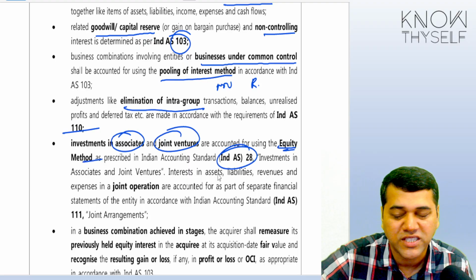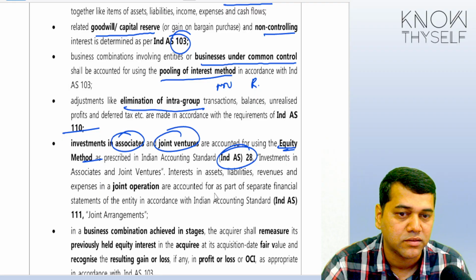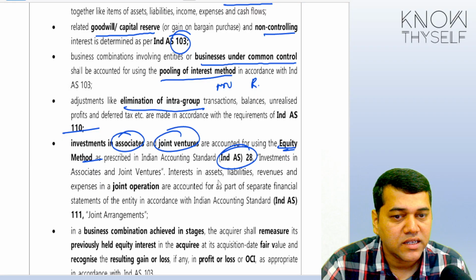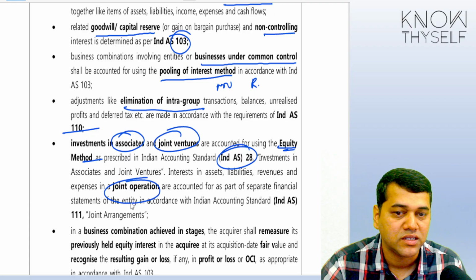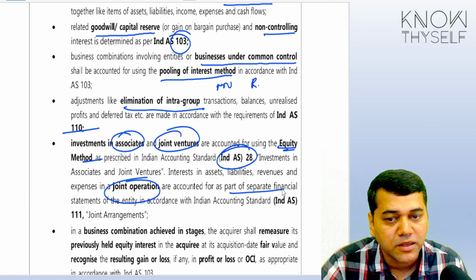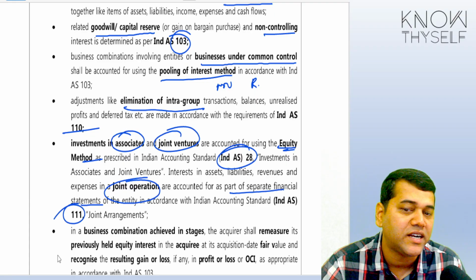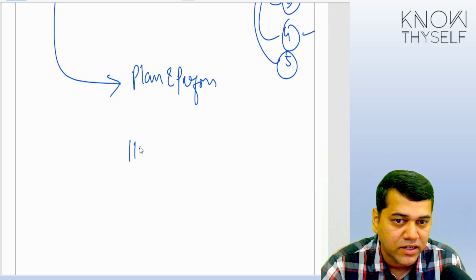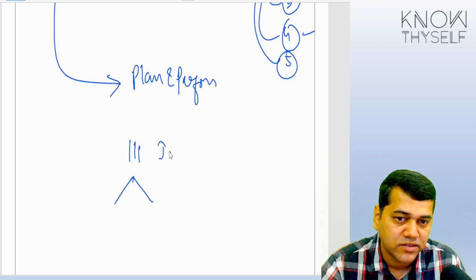That means there is no concept of proportionate consolidation method. Interest in assets and revenues, expenses in a joint operation are accounted as part of the separate financial statements as per Ind AS 111. The Ind AS 111 tells you two things. What is Ind AS 111? Joint arrangements.